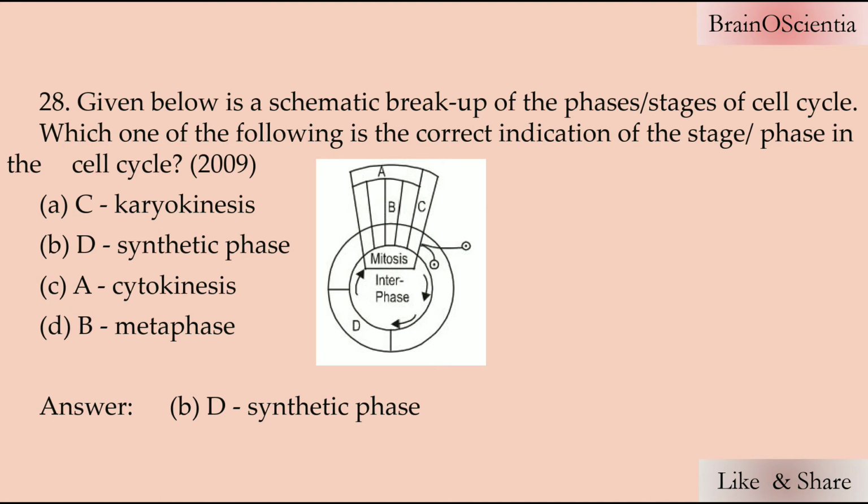D is the synthetic phase. Yes, D is the synthetic phase because in D DNA is formed. A is not related to cytokinesis. A is related to metaphase, and B is left. Prophase, metaphase, anaphase. B is actually related to anaphase according to the diagram. So this is also a wrong one to answer. Option B is correct. That is, D is related to synthetic phase.